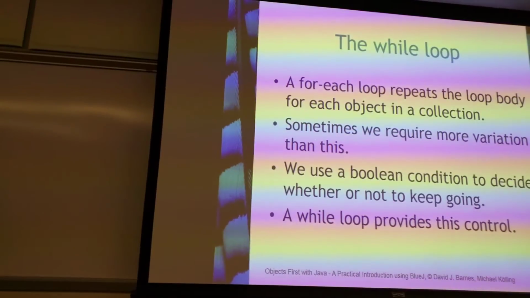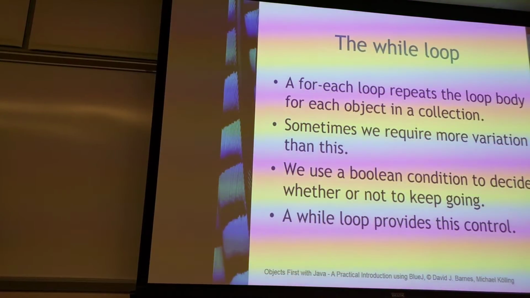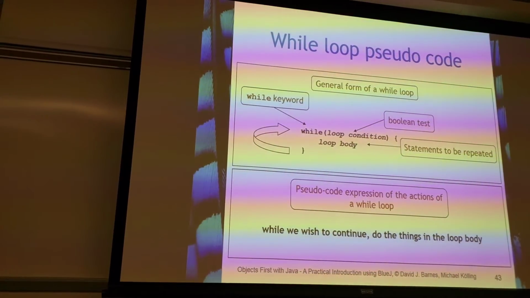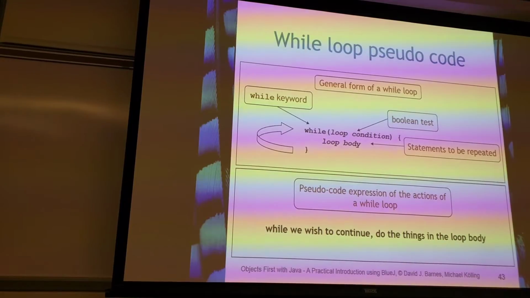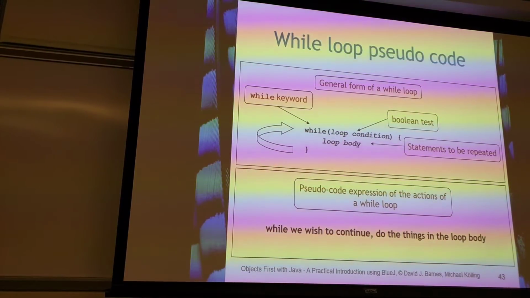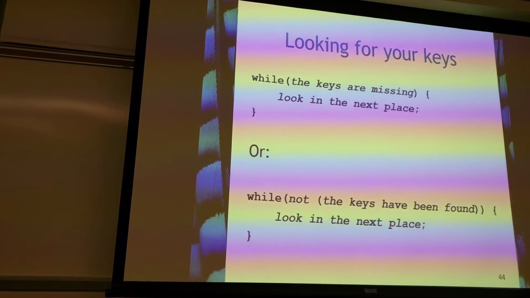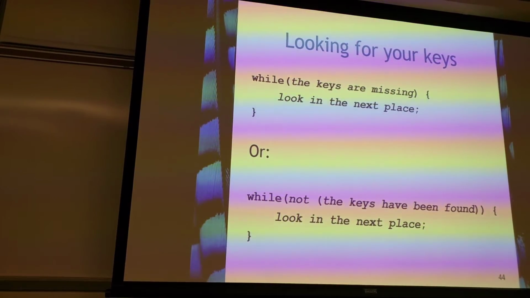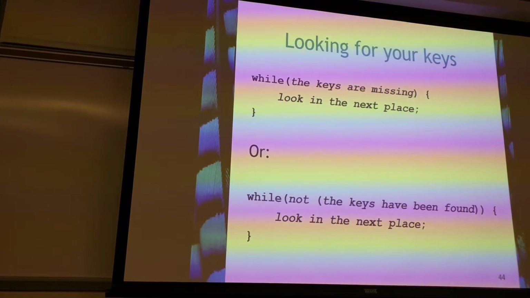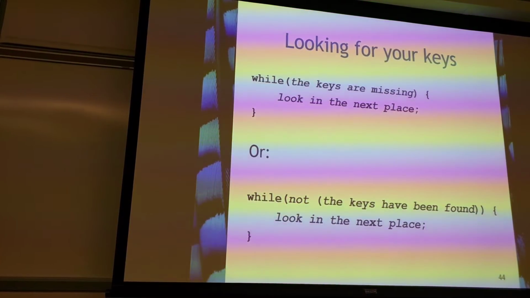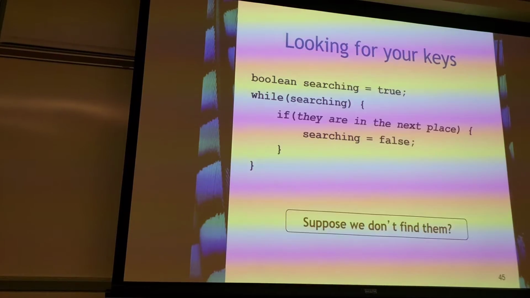Sometimes we want more variation, so we can use a Boolean to decide how many times to iterate. So the basic idea is while some condition, do the loop body. Here's an example in pseudocode. While the keys are still missing, look in the next place, or here's the converse of that. While the keys have been found, not look in the next place. Same thing, but it's just a while loop.